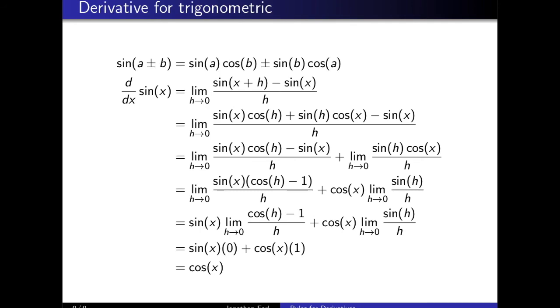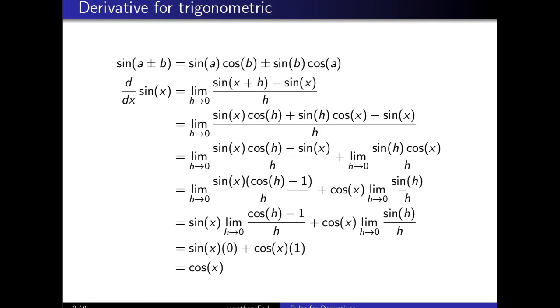So as before, we can split up our limit into 2 different limits that are going to be easier to work with. So one is the limit as h goes to 0 of sine of x times cosine of h minus sine of x, all divided by h, plus the limit as h goes to 0 of sine of h times cosine of x, all over h.